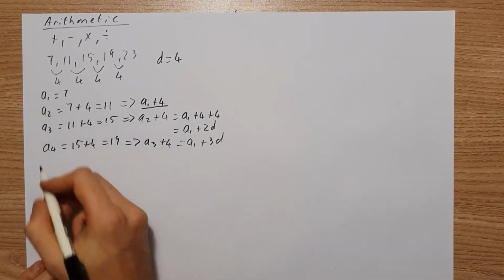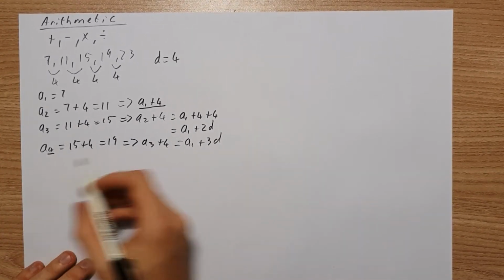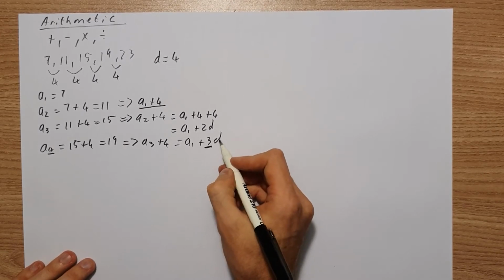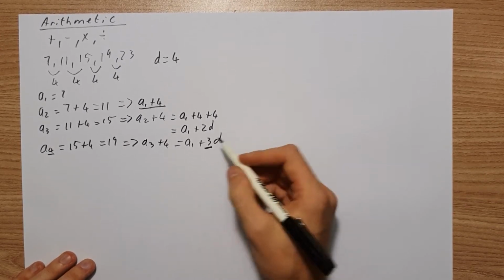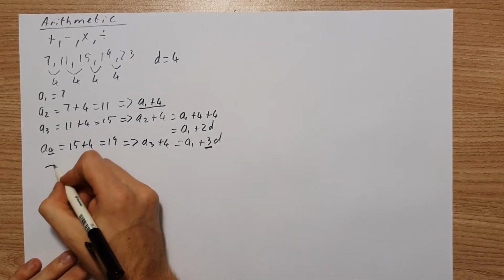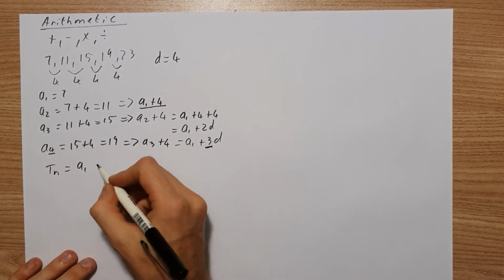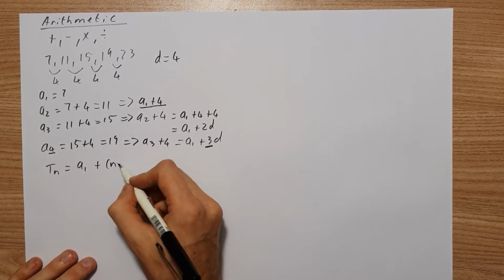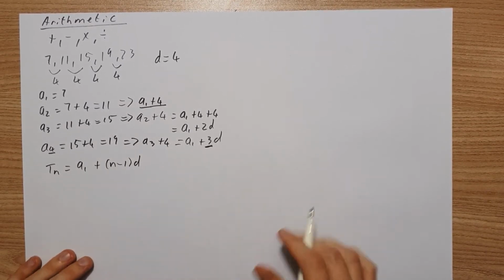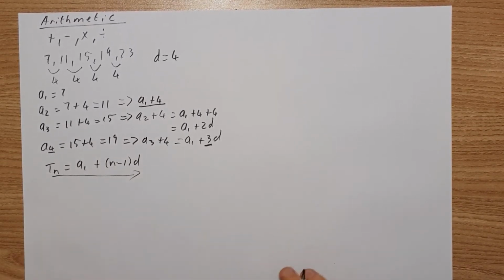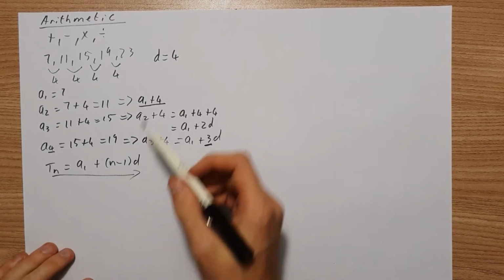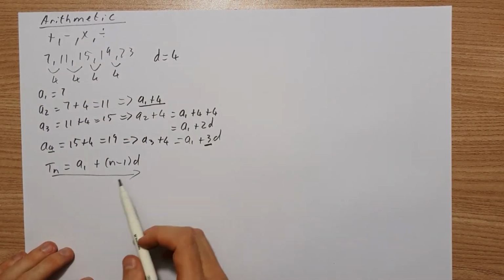So you can see that when n equals 4, the number in front of my common difference is n minus 1. So the general term we get for Tn is going to be a1 plus (n minus 1) times d. That's how we come up with the formula for an arithmetic sequence.